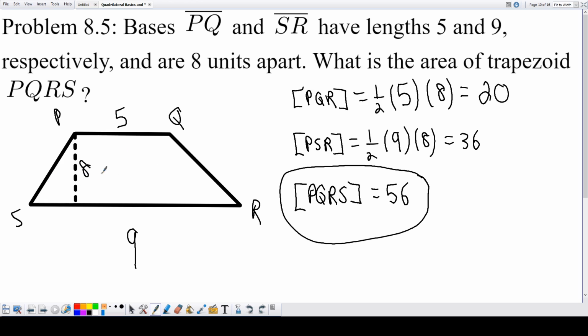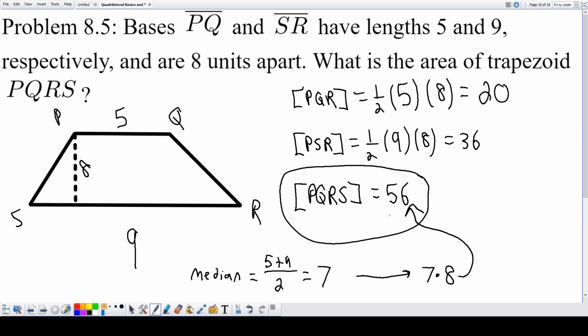So, what is the length of the median of this trapezoid? Well, the median is the average of the bases. So that would be the average of 5 and 9. So 5 plus 9 over 2. Well, 5 plus 9 is 14, divided by 2 is 7. And to find the area, we would do 7 times the height, 8. And what does that get us? 56.